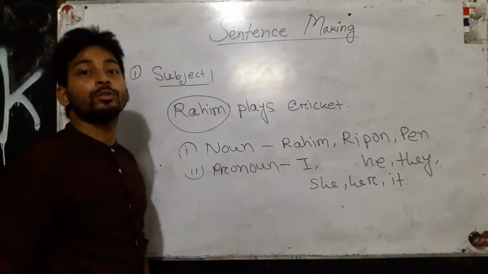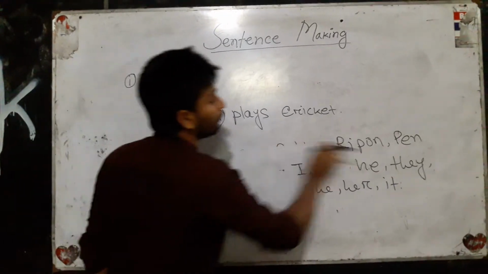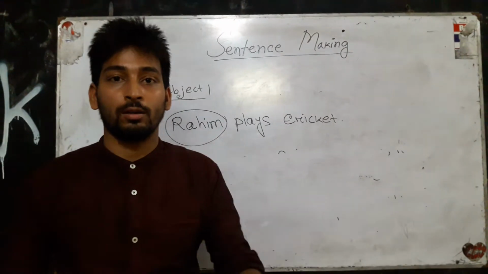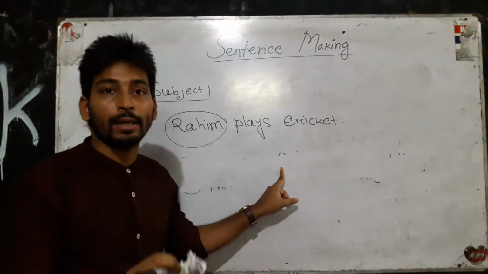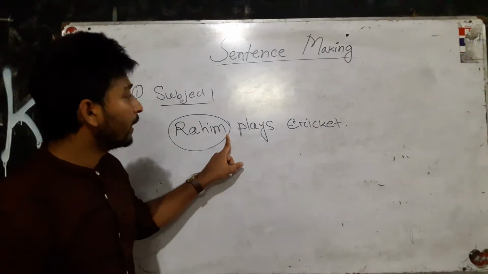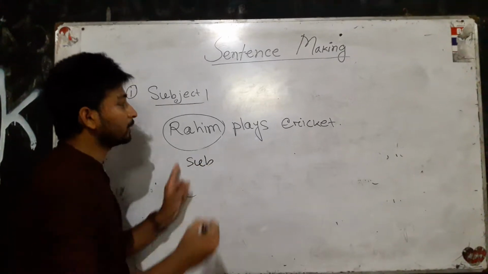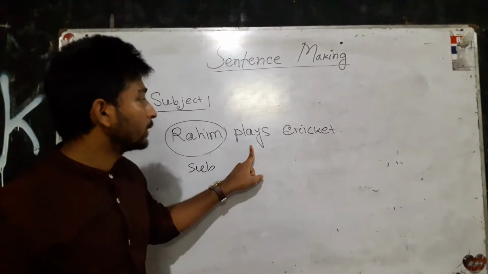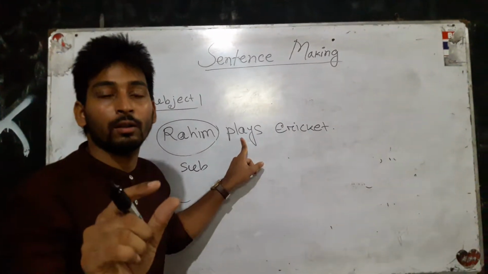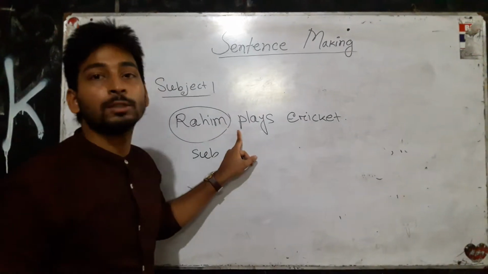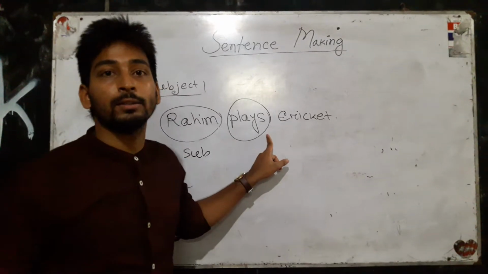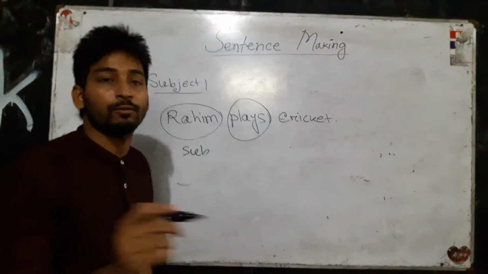Now I'm going to talk about the verb. So what is a verb? A verb is a kind of word that means a work. Okay, so which word means work in a sentence, that will obviously be the verb. Like that, here Rohim is the subject as he is performing the work. And now we're talking about the verb. Why is this the verb? Because play means a work. Play means a work that Rohim is performing. Okay, so as this word means a work, obviously it will be a verb.